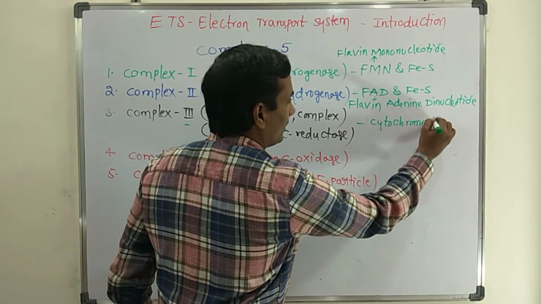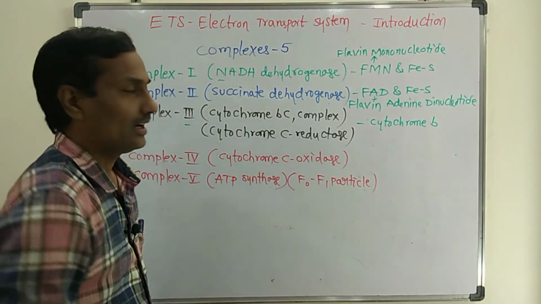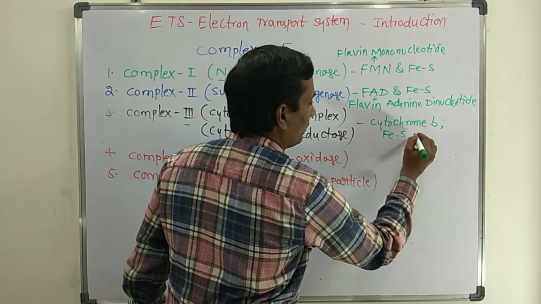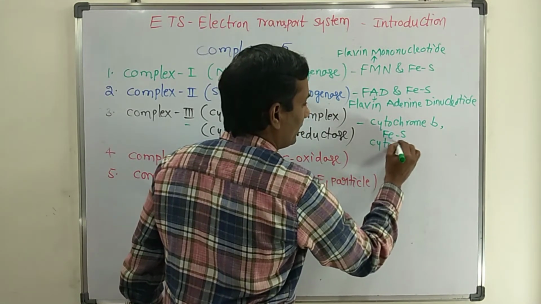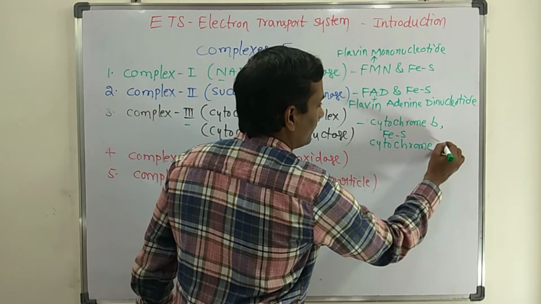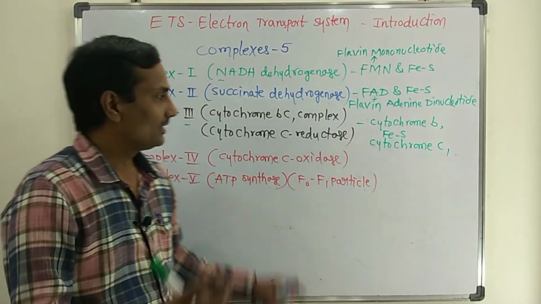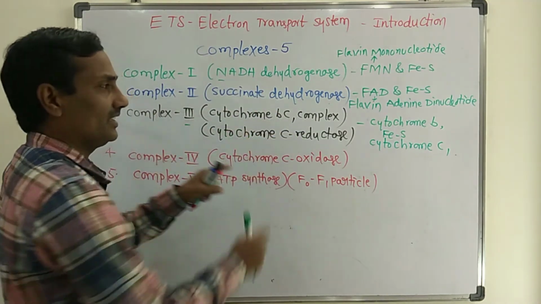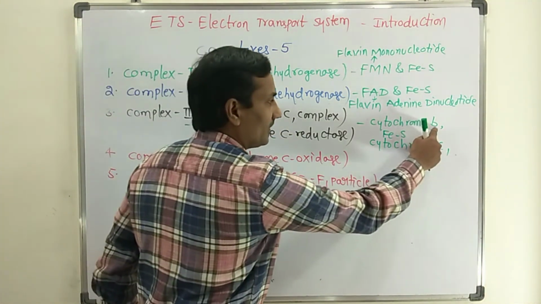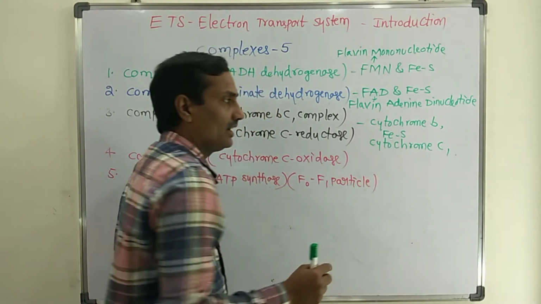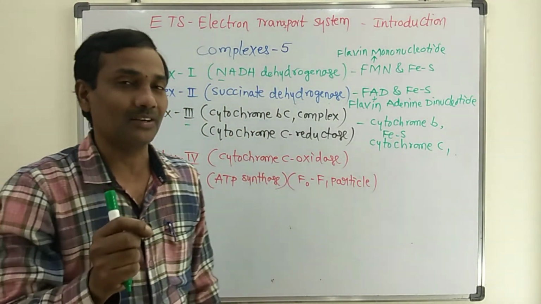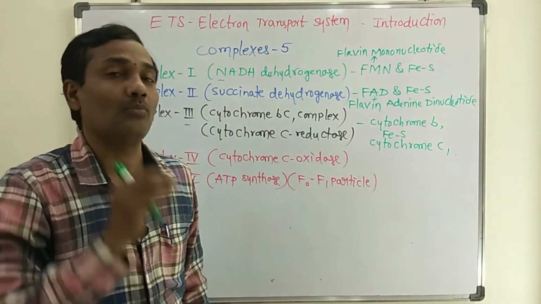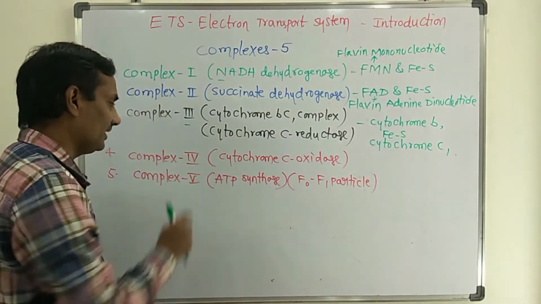The components of complex 3 consist of cytochrome B, iron sulfur protein and cytochrome C1. 3 components are there in complex 3: cytochrome B, iron sulfur protein and cytochrome C1. These are the electron carrying components found in complex 3.